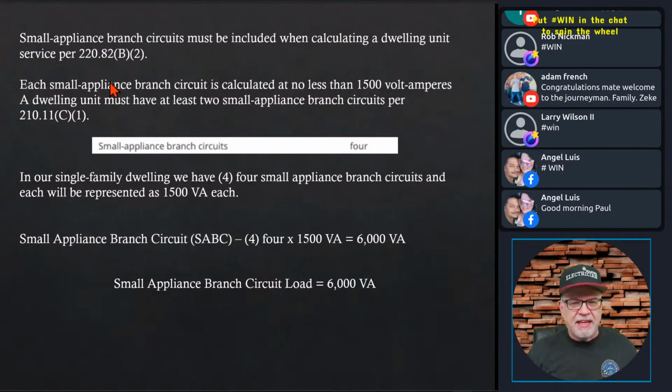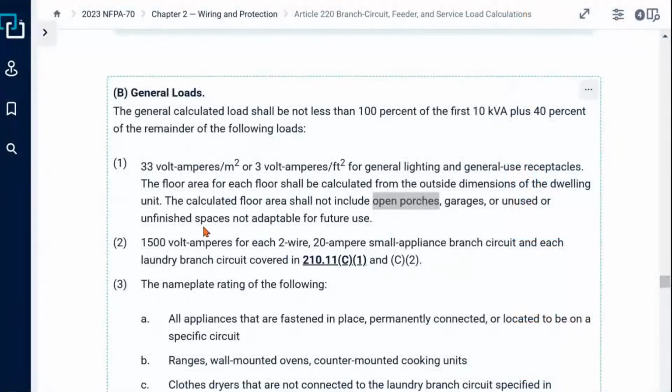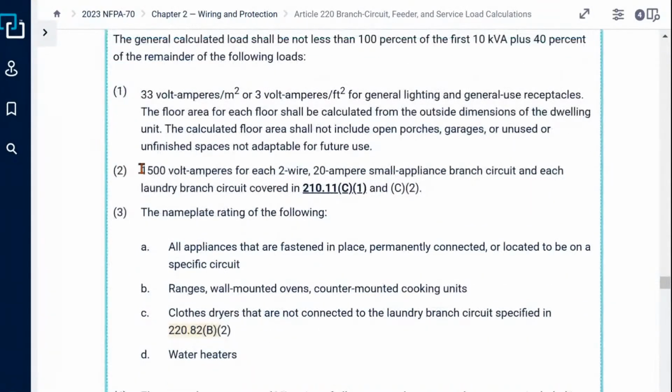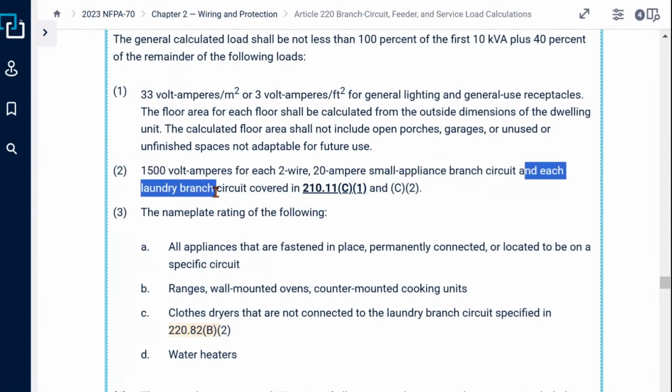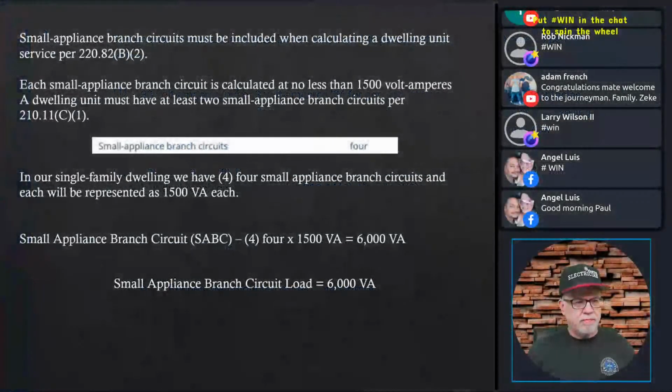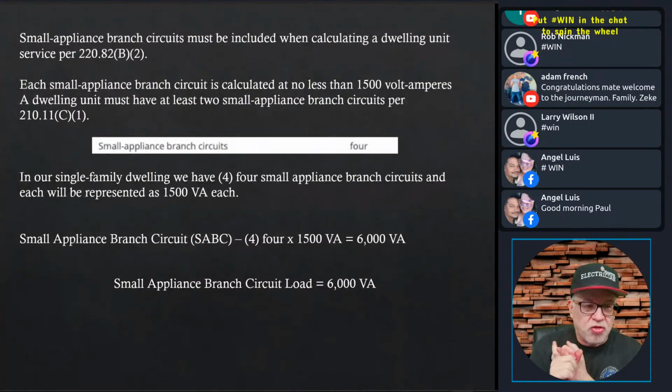Now, what does it say in the National Electrical Code? If you look under 220.82(B), here's the second one right here. It says you use 1,500 VA for each 2-wire 20 amp small appliance branch circuit. And so we don't have to come back here again, it's also 1,500 for each laundry branch circuit. That's where that is. I just want to kill two birds with one stone. So we're just talking about small appliance right now.